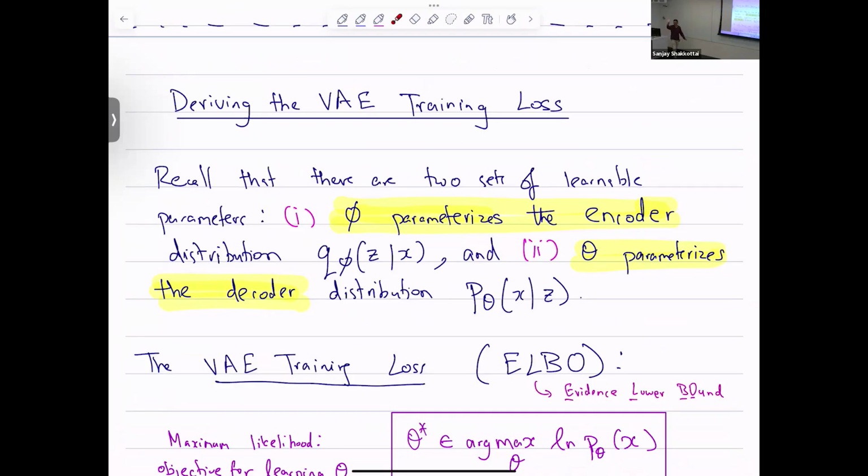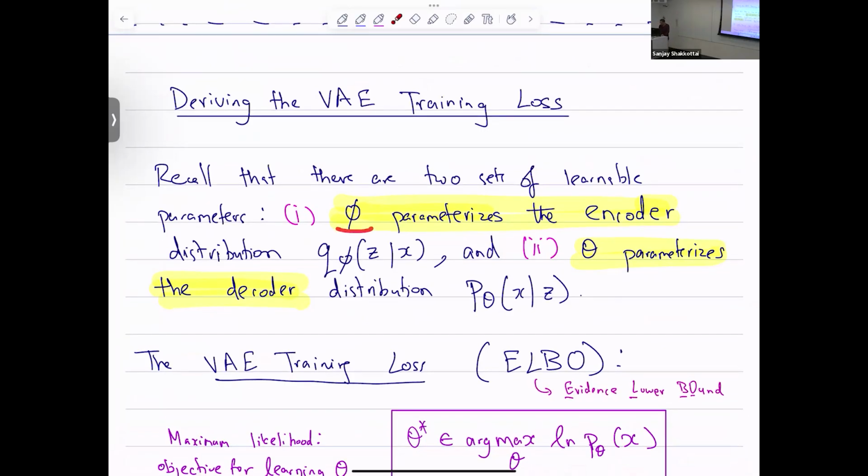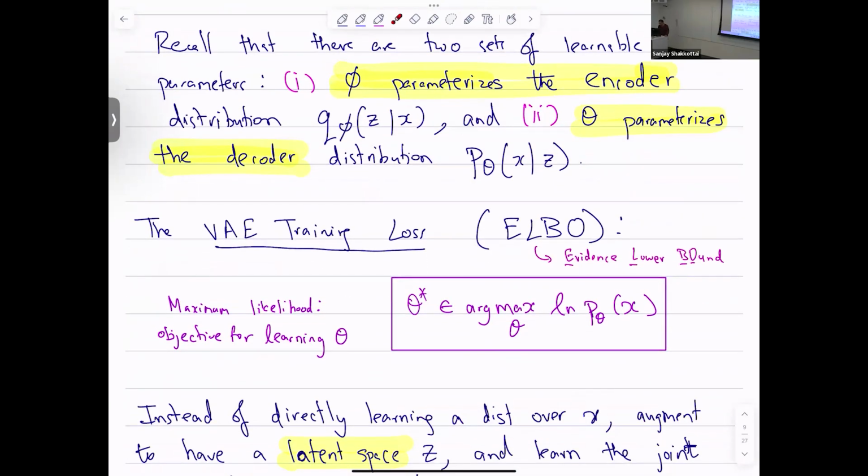Now we'll get to the training loss of the VAE. Okay. So there is a phi that parameterizes the encoder distribution and theta that parameterizes the decoder distribution. So let's start with the maximum likelihood problem. I want to find a theta star that maximizes log p theta of x. This is your standard objective: if I'm given a bunch of samples, find a model that best fits the distribution. This is an objective function.